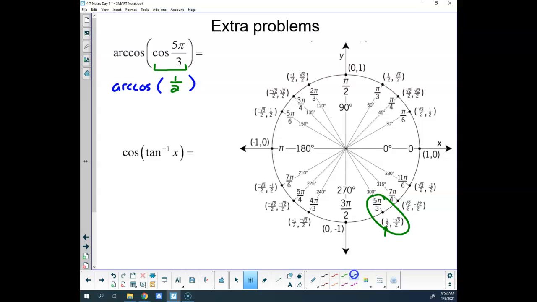Now, because we're doing an inverse, I look at the top half of the unit circle, and the top half of the unit circle tells me where cosine is equal to 1/2. That's the one that we've been doing a lot today.